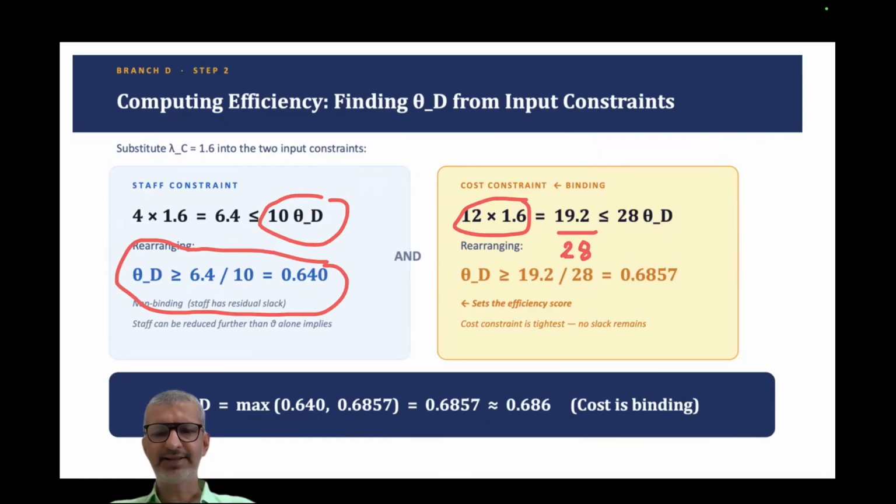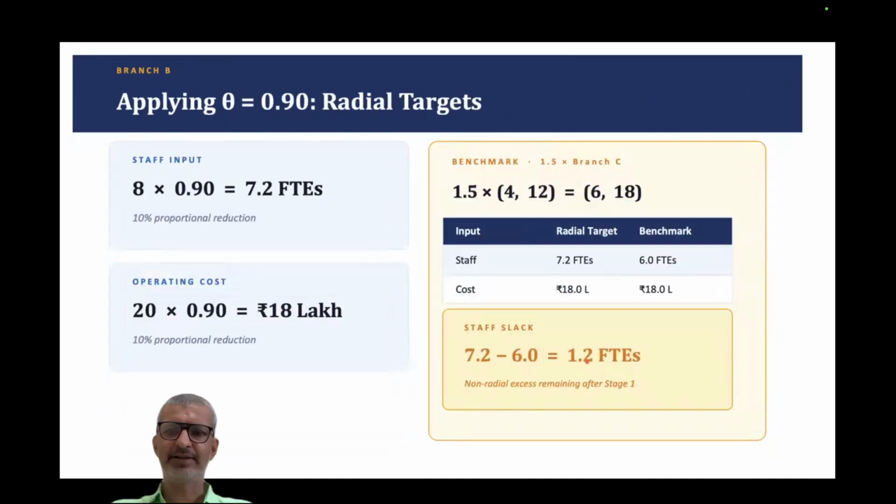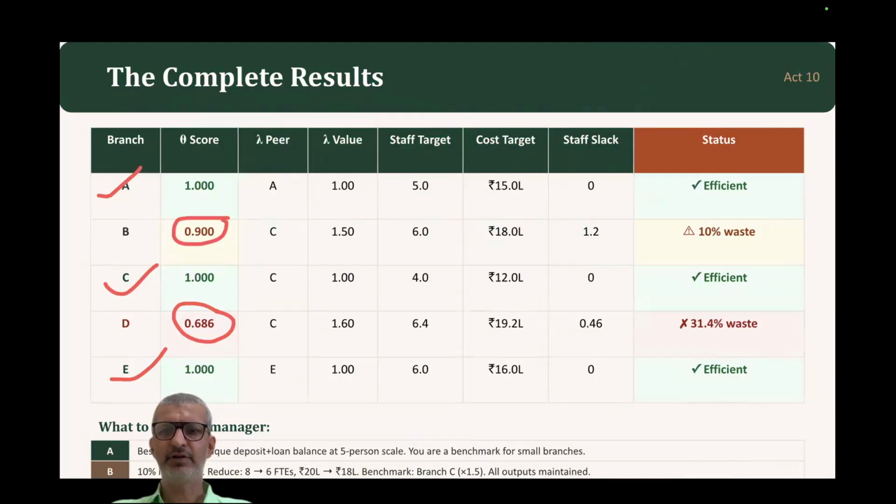We get 0.6857. Now, when we round this off, it becomes 0.686. And that's how this 68.6 came here. 68.6 was achieved by solving the inequality.